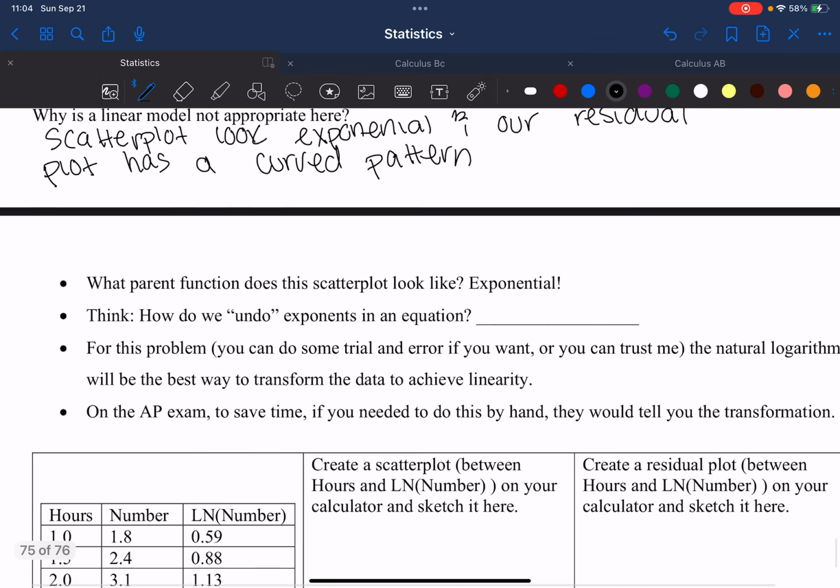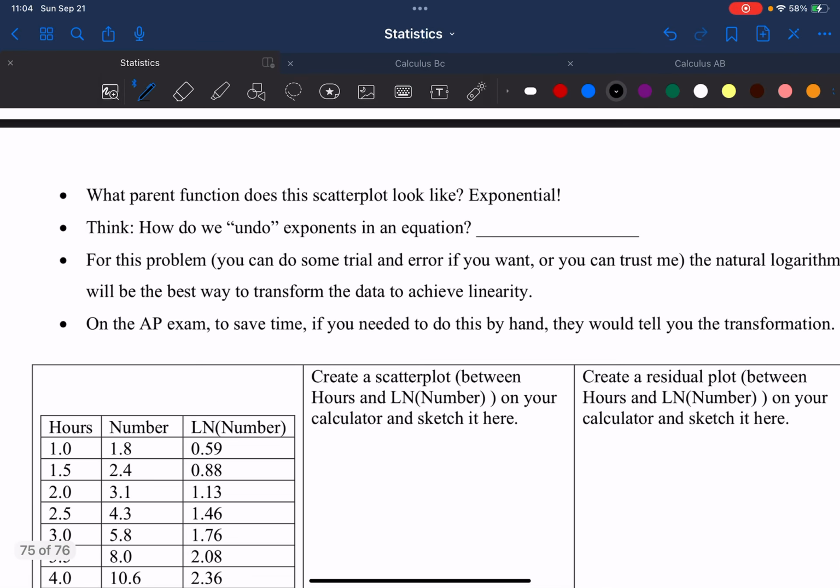Okay. So this is what we think. What parent function does this scatter plot look like? Well, we said exponential. How do we undo exponents in an equation? Well, we use log. For this problem, you can do some trial and error, or you just know that this is the natural log.